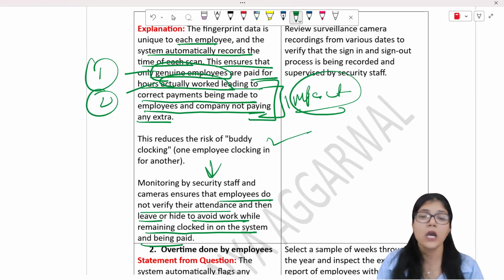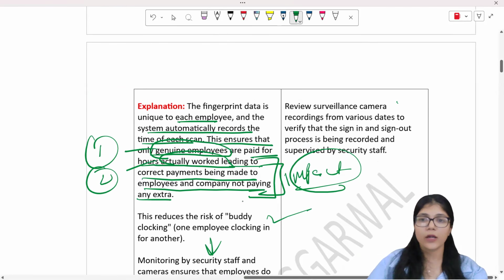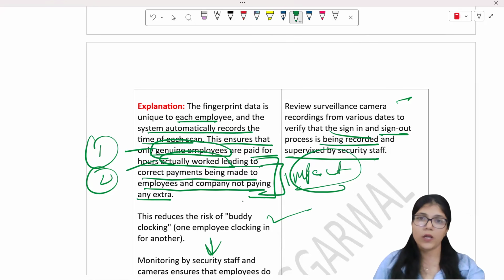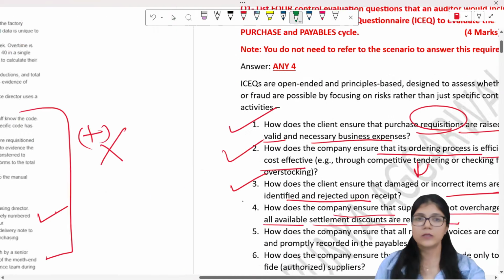But if you have a CCTV camera plus you have security staff as well, then it is really going to help you manage that, right? That's that. And then review surveillance camera recordings from various dates to verify that the sign in and sign out process is being recorded and supervised by the security guard. So from the CCTV camera, I can also see whether the security guard is present there or not, right? So that is again your answer.